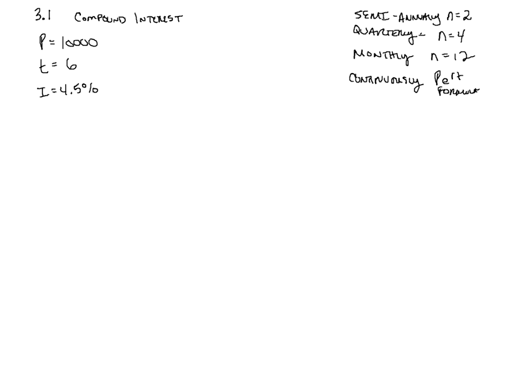So these first three, semi-annually, quarterly, and monthly, the only difference in calculating these three is the N value that you're going to use. The formula for compound interest is A, or accumulated value, equals principal times 1 plus the rate divided by the compoundings per year, all raised to the compoundings per year times the number of years that you compound for. Time is always given in years in this formula.